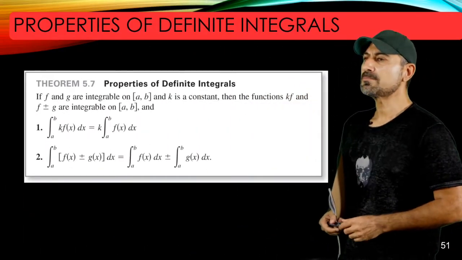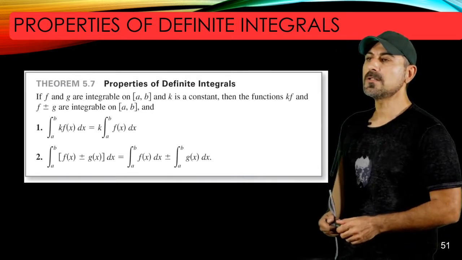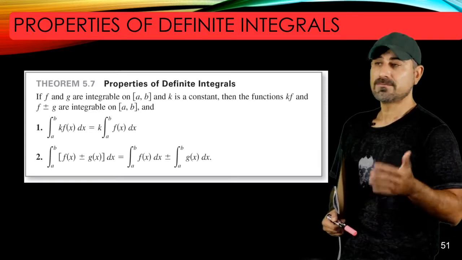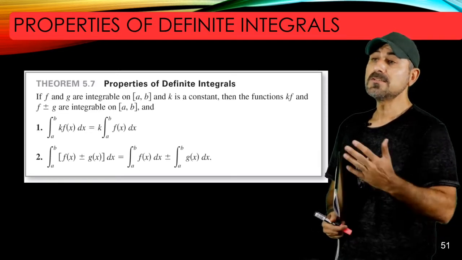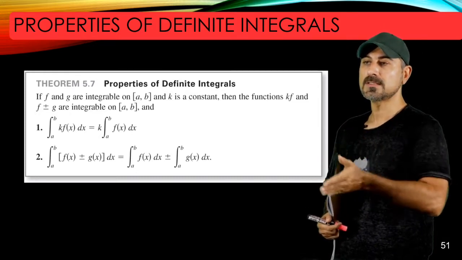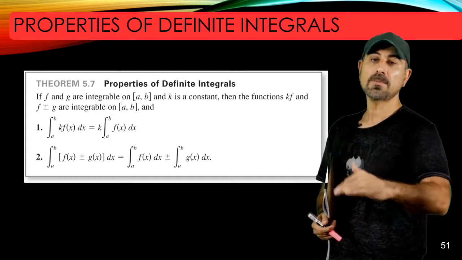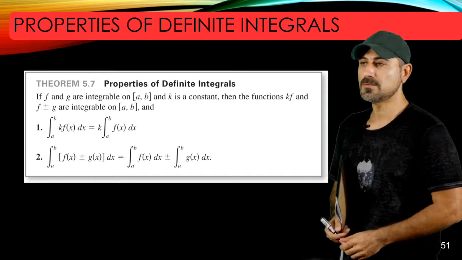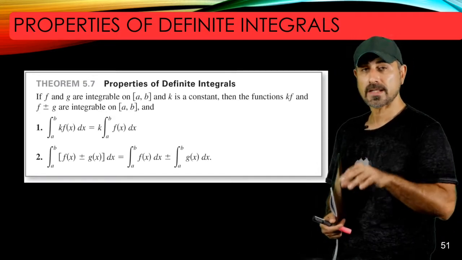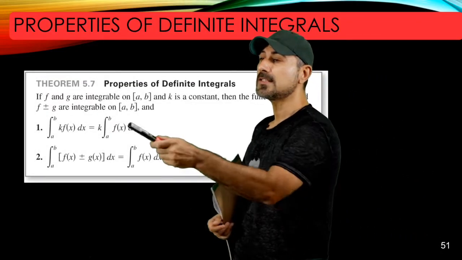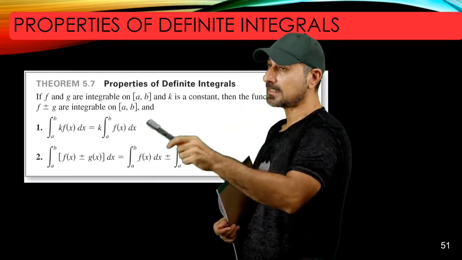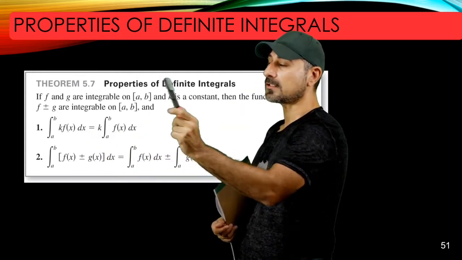And here are certain properties of integrals. If you have two integrable functions f and g on a closed interval a and b, and if you have a constant k, you can define two different functions. One is k times f, a constant times the f function, and f plus or minus g, the sum or difference of these two functions. And you can talk about the integrals of these brand new functions kf and f plus or minus g. In the first case, the integral of k times f of x dx from a to b is exactly the same as that constant k times the integral of f dx.